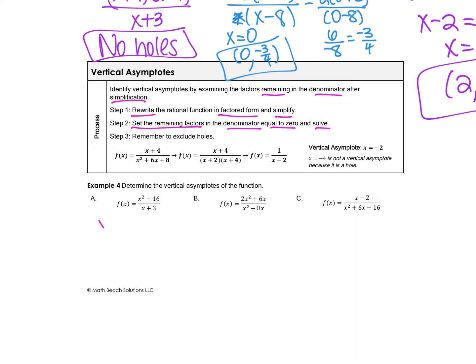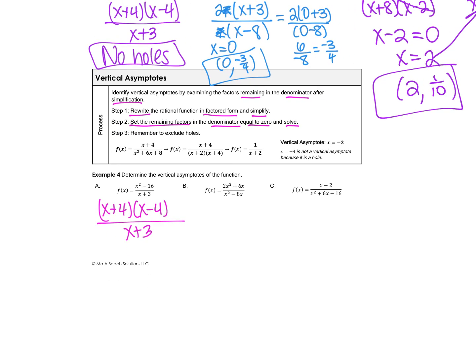So part A, I have x plus 4, x minus 4, and then x plus 3. So again, to find the vertical asymptotes, it's what causes your denominator to be 0. So look at your denominator. If I set it equal to 0, the x value would be -3. So there's my vertical asymptote, x equals -3.